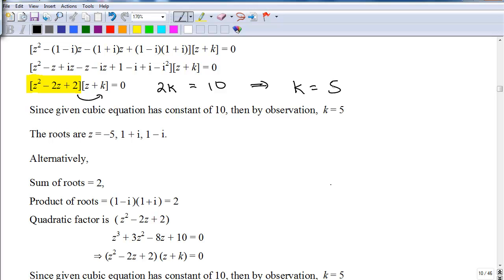So once I know k is 5, I know that I can write down the roots of the equation. So they are going to be z, z conjugate, as well as minus 5. Done.